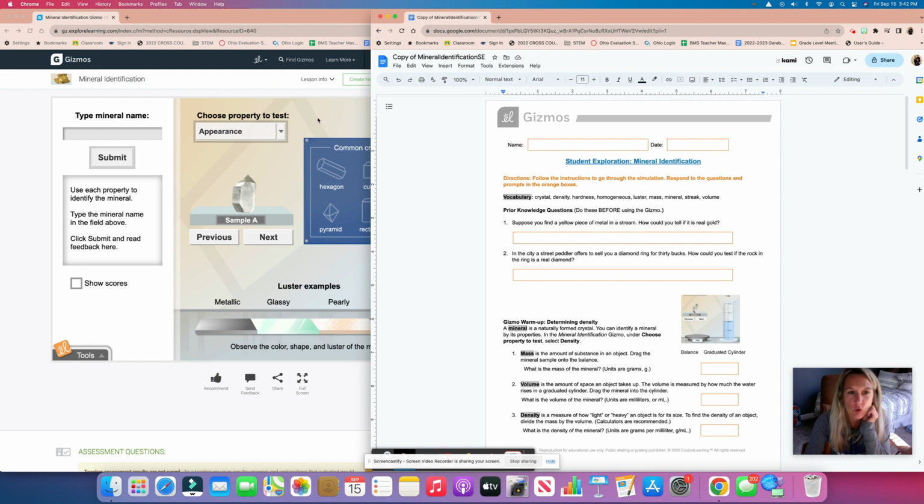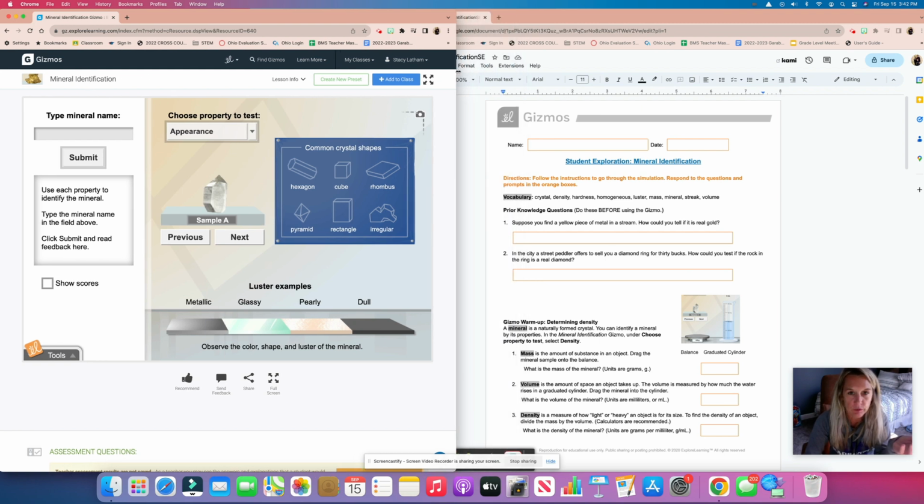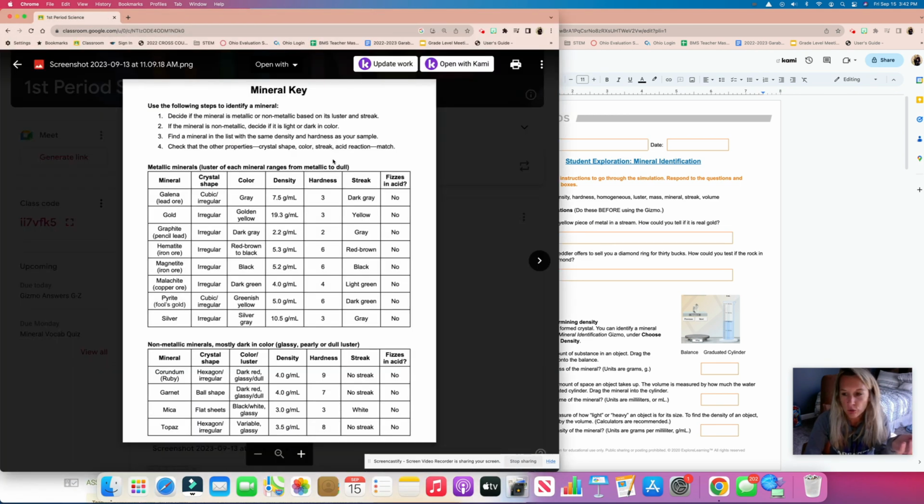I also have two other tabs open. I have the Gizmo itself, right here. I logged in, signed in with my username and password. And then I also have the mineral key. So you kind of need three things to complete this activity.